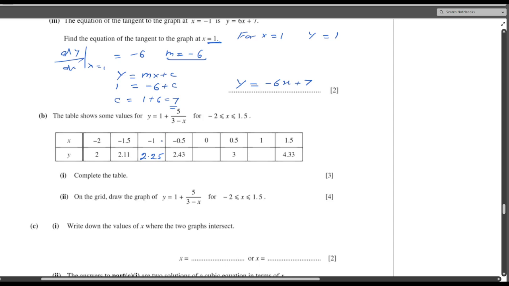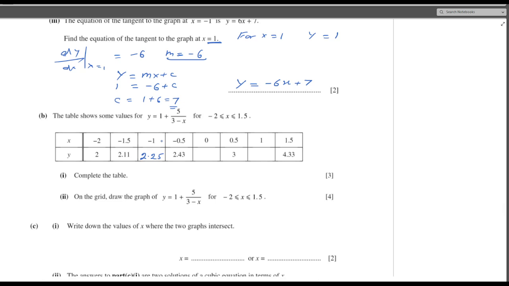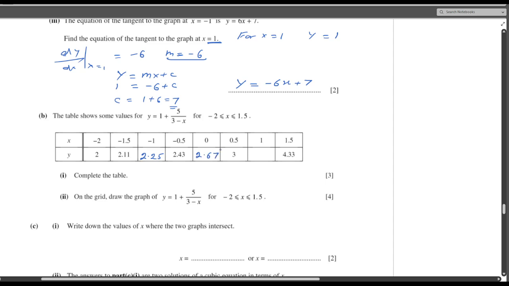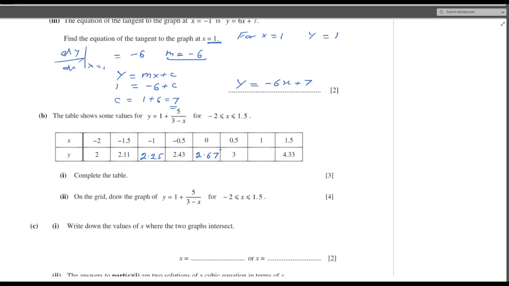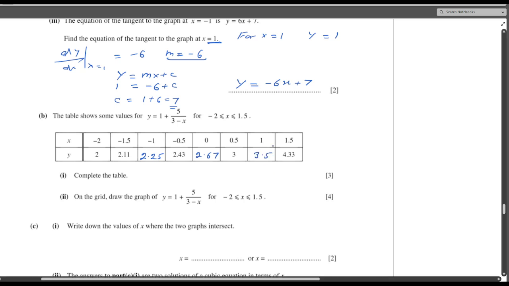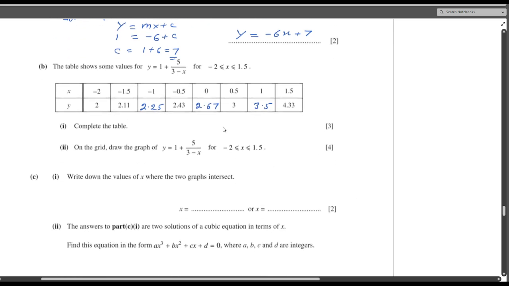Okay, now 0. When x is 0, it is 1 plus 5 divided by 3, so your answer is 2.67. When x is 1, it is 1 plus 5 divided by 2, which is 3.5. Okay, so these are the values. Fine, we have completed the table.